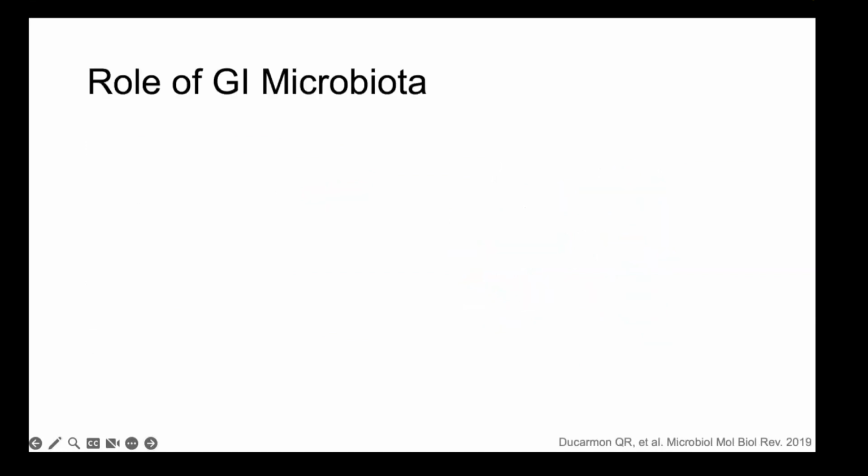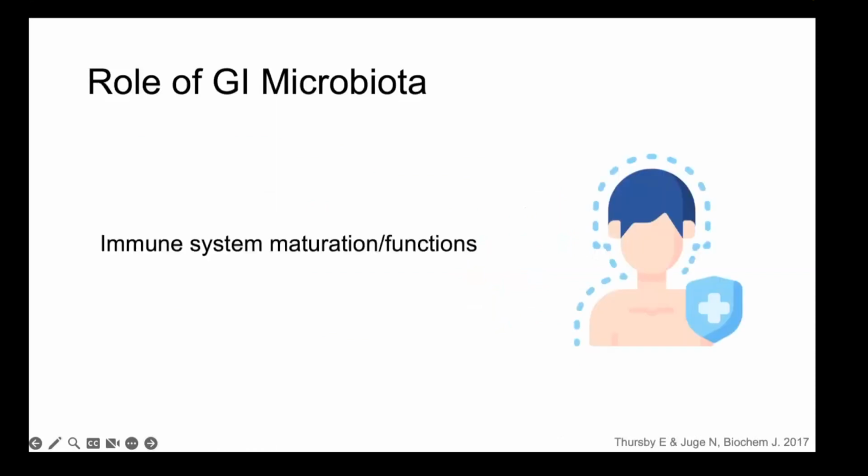And the GI microbiota, as previously alluded to, plays a large role. Some of these roles include immune system maturation and function. This can be demonstrated by deficiency in several immune cell types and lymphoid structures in germ-free animals. So when we raise animals in a germ-free environment and they don't have commensal cells, these mice can have specific immune deficiencies.